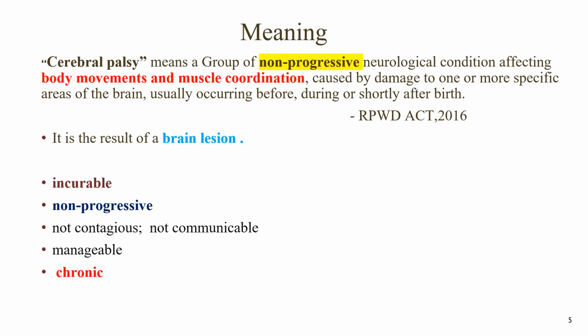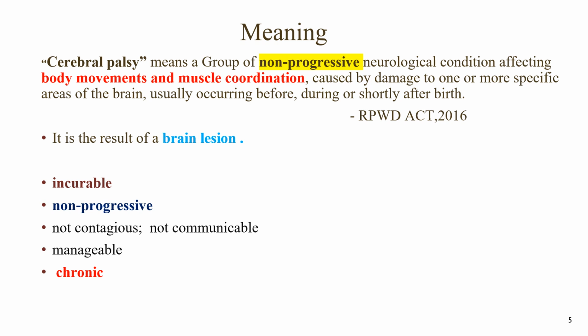According to the RPWD Act 2016, cerebral palsy is defined as a group of non-progressive neurological conditions affecting body movements and muscle coordination, caused by damage to one or more specific areas of the brain, usually occurring before, during, or shortly after birth. It is the result of a brain lesion which is incurable, non-progressive, not contagious, not communicable, but manageable, and it is chronic.